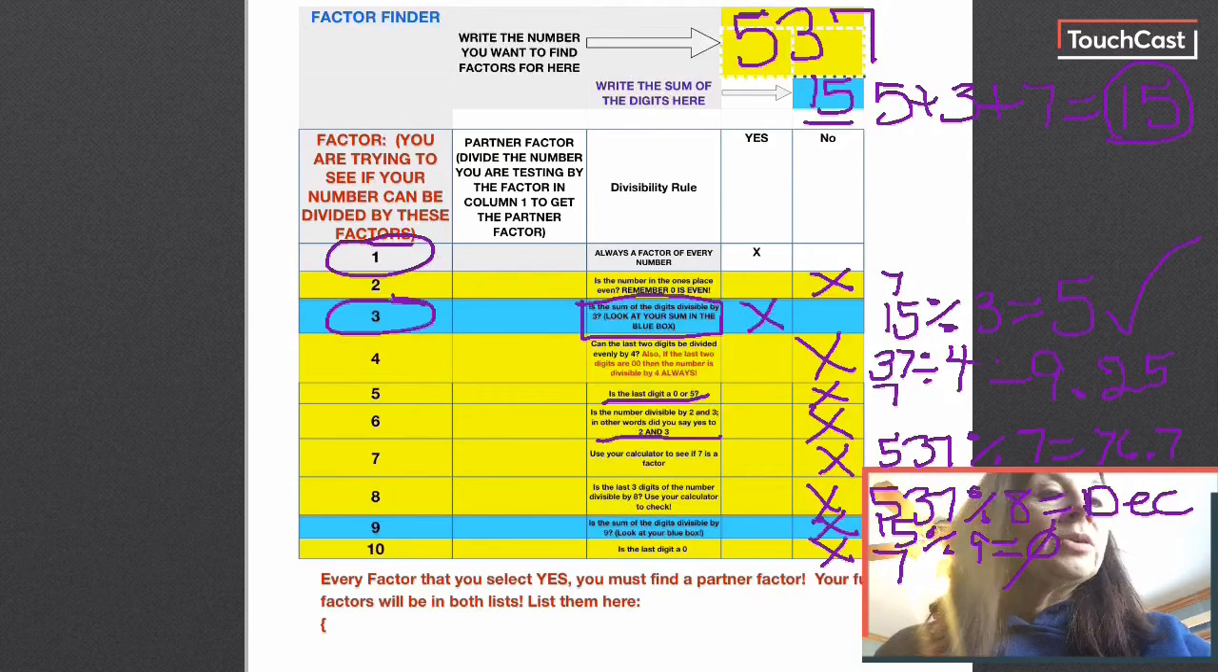Now it's time for us to go and do some practice. Make sure you answer your note check and use this factor finder every single time you're asked about divisibility rules.